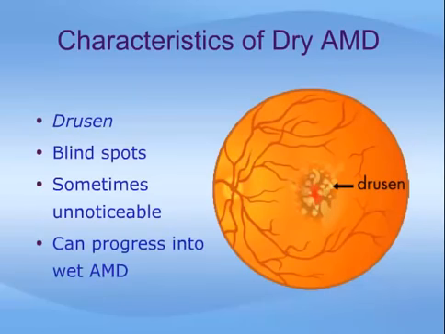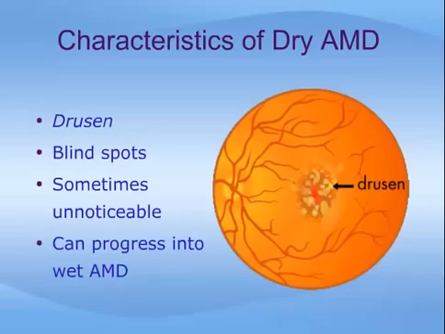The early stage of dry AMD is characterized by drusen, small white or yellowish deposits on the retina that don't really affect vision all that much. You won't be aware that these deposits are forming, but your doctor will be able to see them. The drusen build up over time, causing you to see blind spots in your central vision.